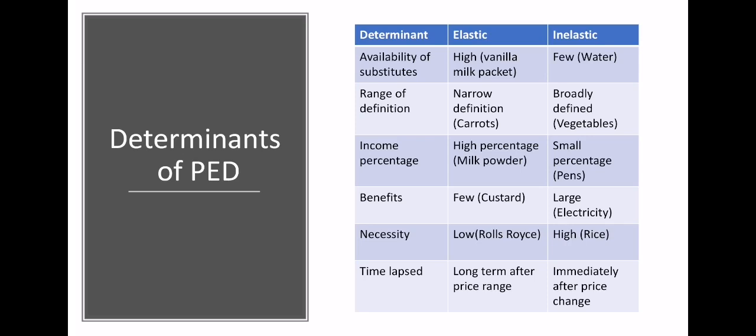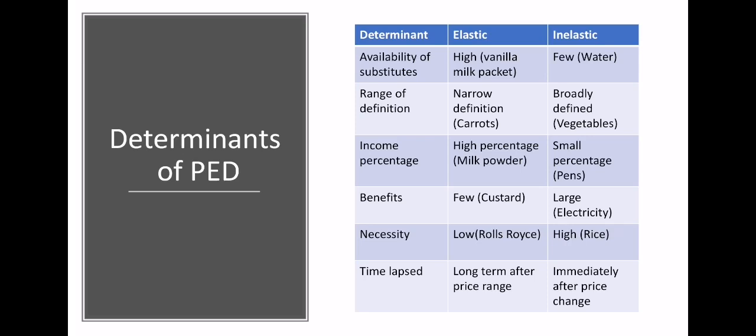And the benefit you receive out of that good or service. Now if it's a small benefit, like custard, you can do without it. If the price increases, you will say, I don't really need this. But electricity, you will definitely go and pay your bill, because even if the price increases, you need it. Then the necessity. If it's a low necessity, like a Rolls Royce, you don't really need it. If the price increases a lot, you won't buy it, but you need to eat rice, so no matter what the price is, you will go and buy it.